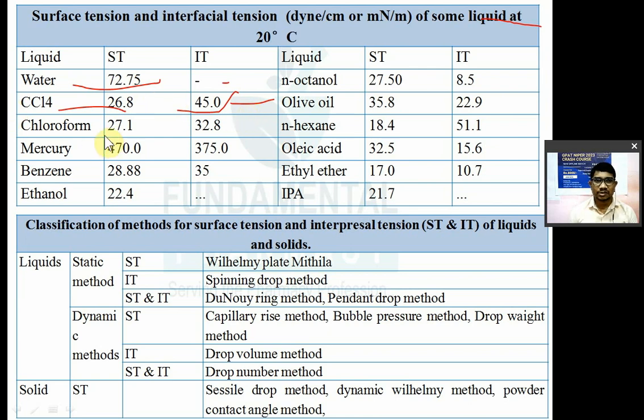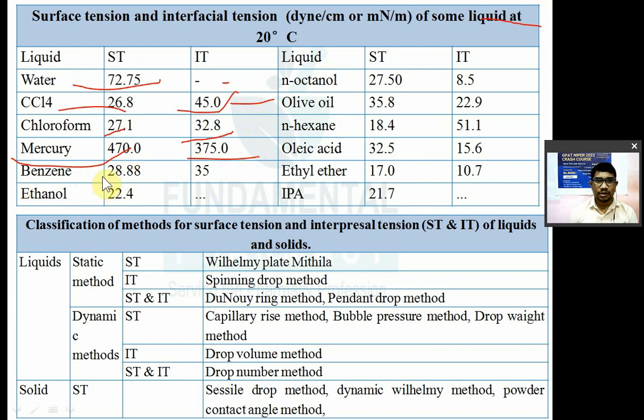So chloroform का surface tension होता है 27.1. Interfacial tension chloroform with water is 32.8, है ना. Dyne per centimeter और milli Newton per meter. Mercury has the highest surface tension. Remember, mercury has 470 highest surface tension, and mercury water 375 interfacial tension.